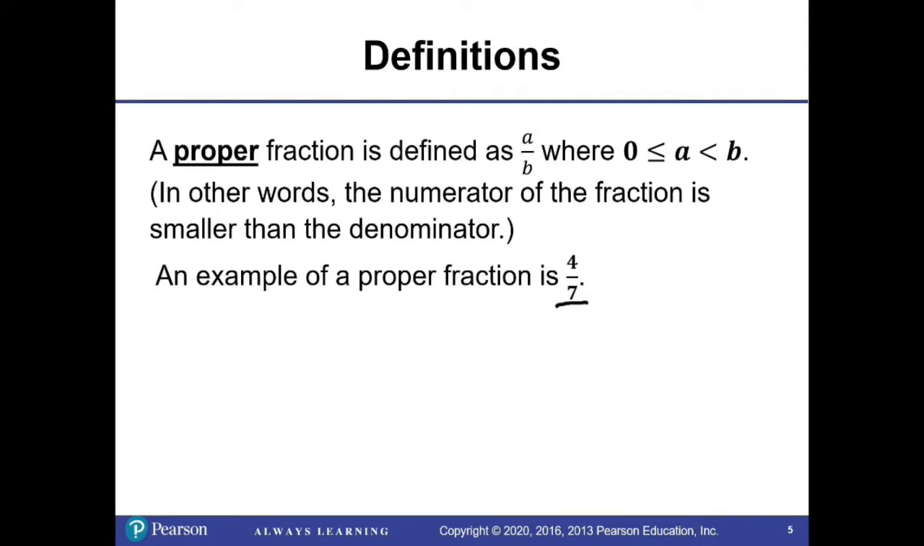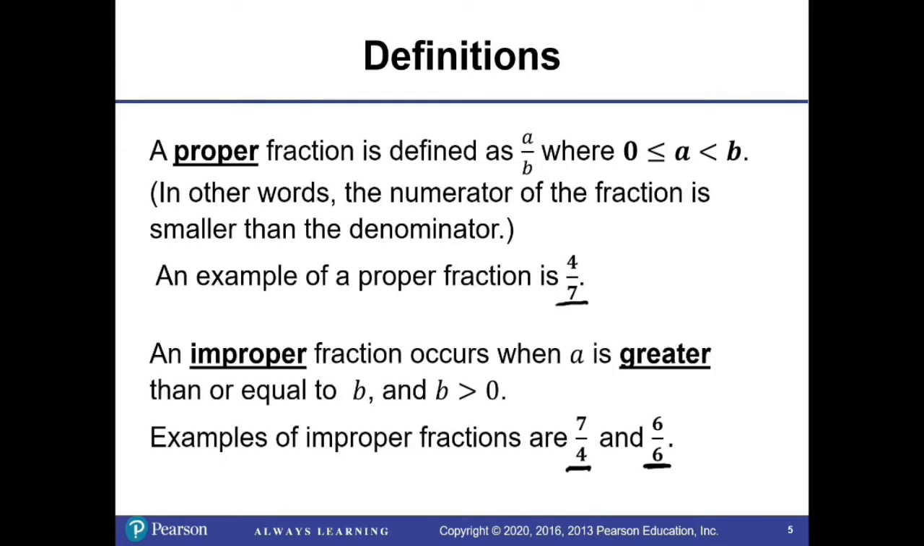Now, one thing that's left off of this definition is what if you have a negative? So negative 4/7 would also be a proper fraction. With our proper fractions, if we have a negative, such as negative 4/7, that is a proper fraction because the absolute value of that numerator, the absolute value of negative 4, is less than the denominator.